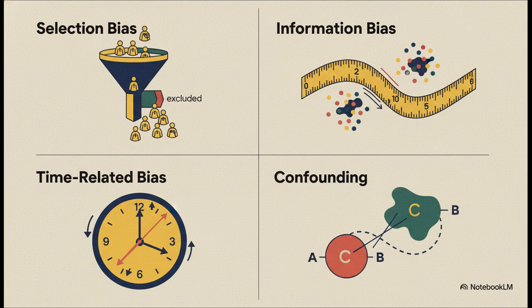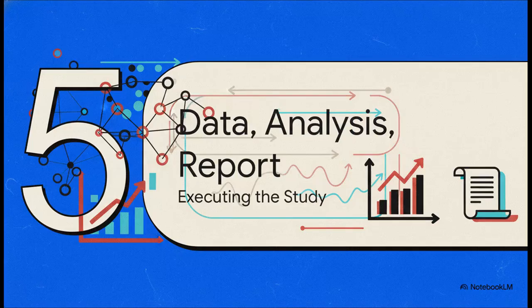A great protocol doesn't just describe what you're going to do. It anticipates all the things that could go wrong. The M14 guidance really stresses that you need to pre-specify exactly how you're going to tackle these major sources of bias and confounding. It means you're proactively building the solutions right into your study design and analysis plan from the very beginning. So with that robust protocol locked in, we can move to Section 5, which is all about the execution phase, from managing the data and running the analysis, all the way to writing that final report.